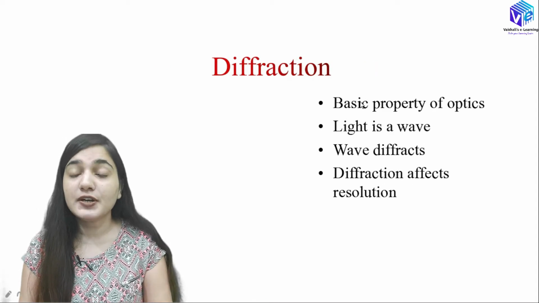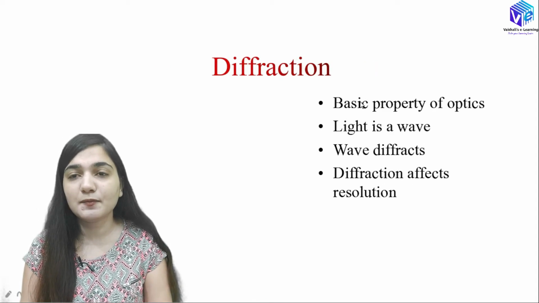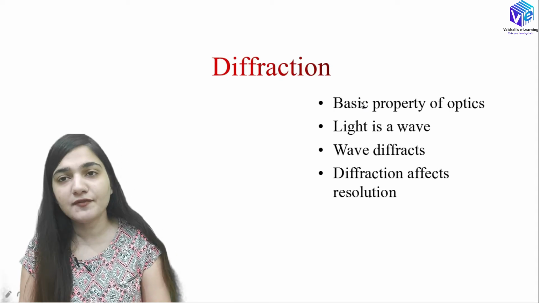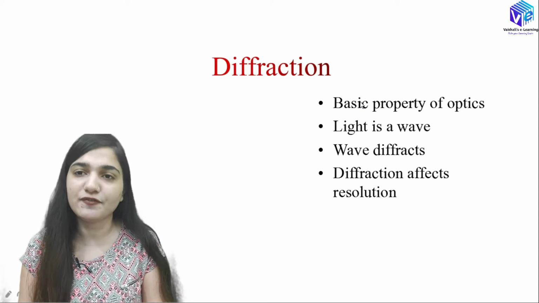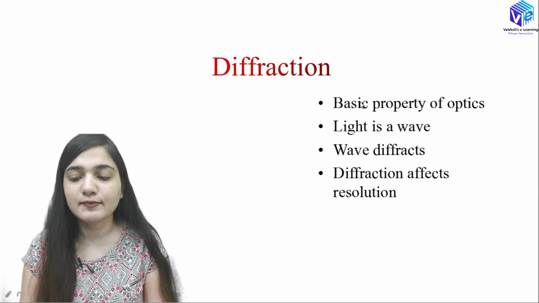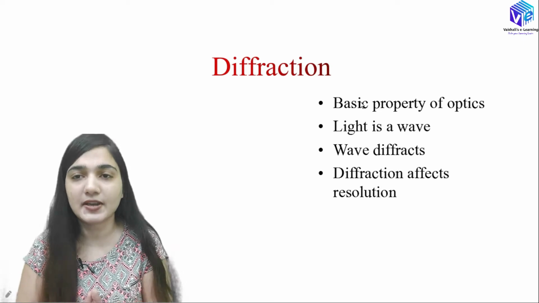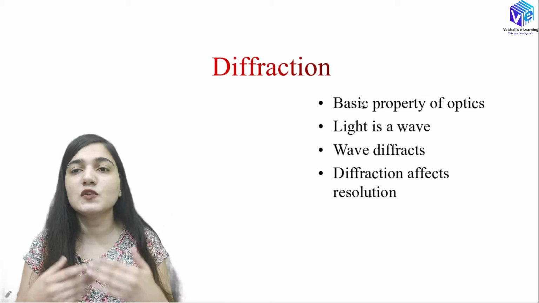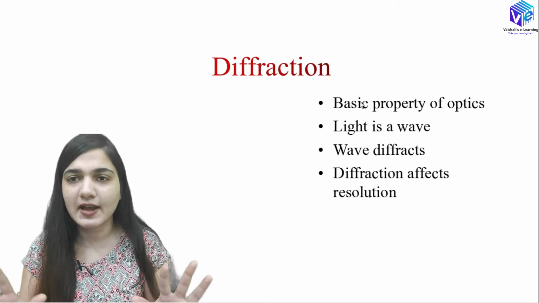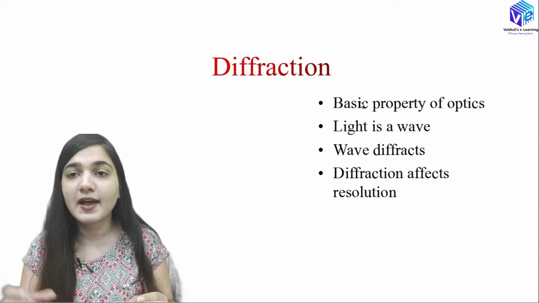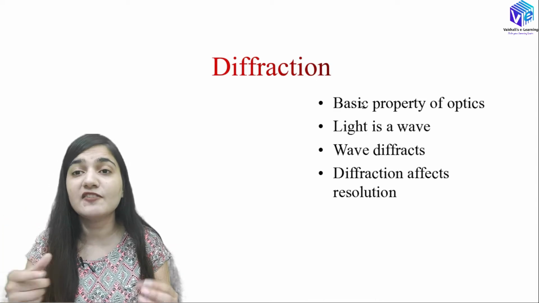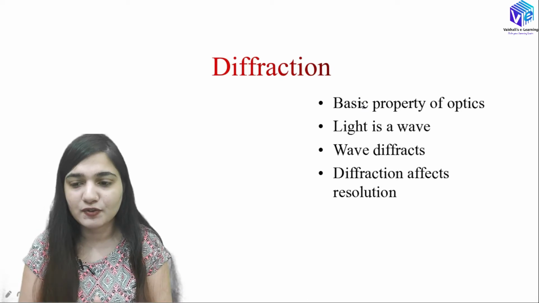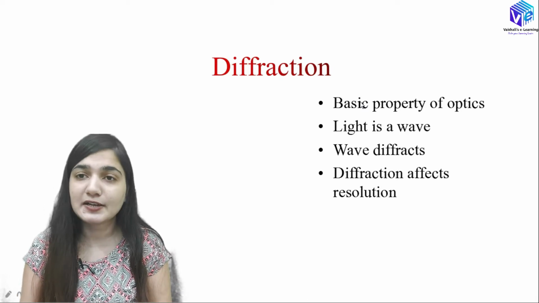So now first of all, diffraction. Diffraction is the basic property of optics. We know light is a wave, and all waves exhibit the basic property which is diffraction. Diffraction occurs when we have a slit of comparable wavelength order. So let's suppose the light's wavelength is 365 micrometer. If I have a slit of 365 micrometer length, then the diffraction phenomenon can be observed. So diffraction affects the resolution process.